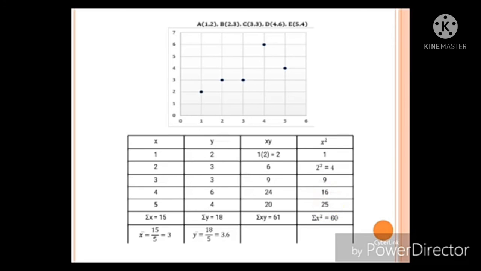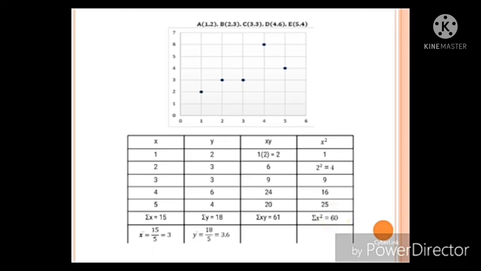Now, to solve for their sum. To solve for the sum of x, all we need to do is add all the numbers from 1 to 5. We get 15. Same with the others. The sum for y is 18. The sum for xy is 61. And the sum for x squared is 60.